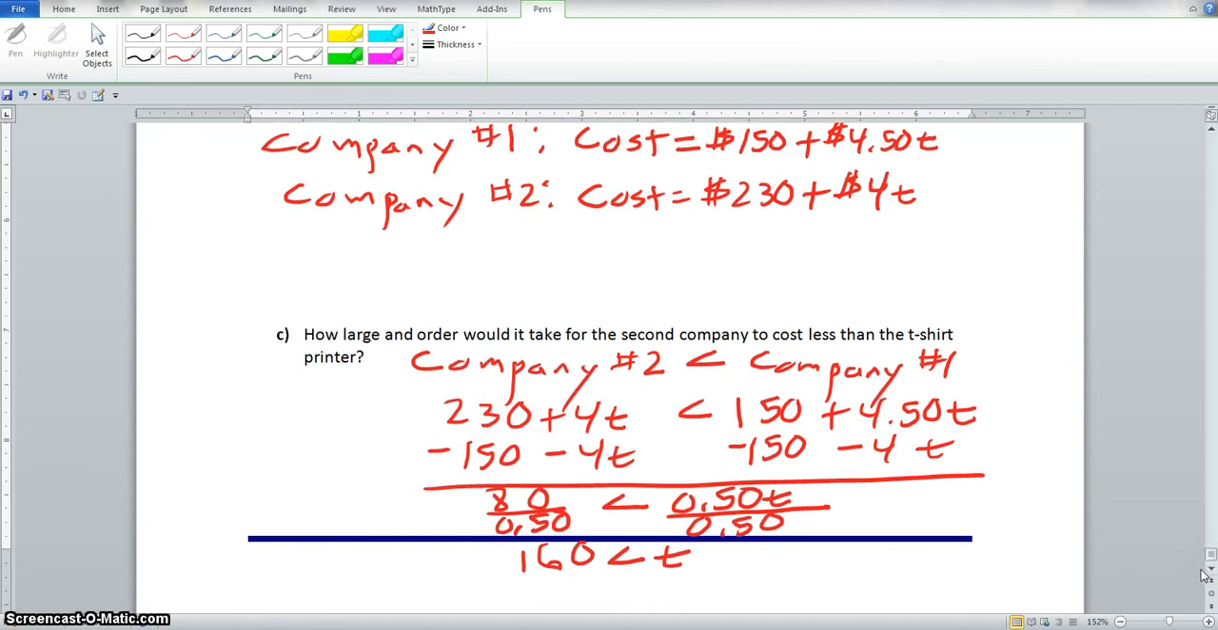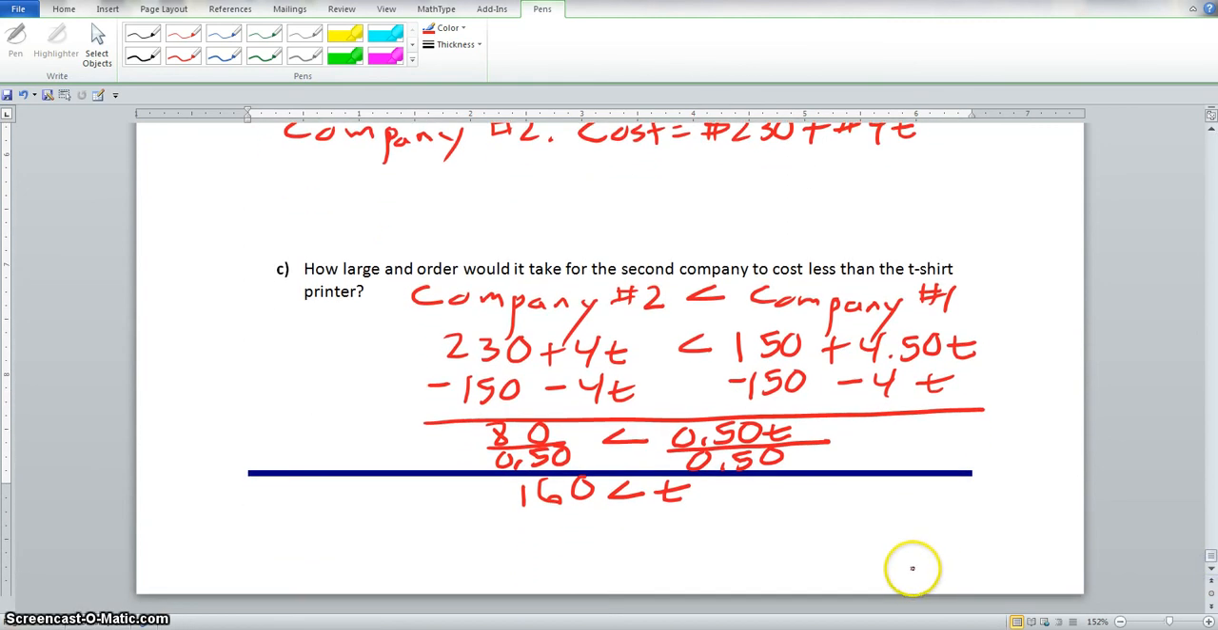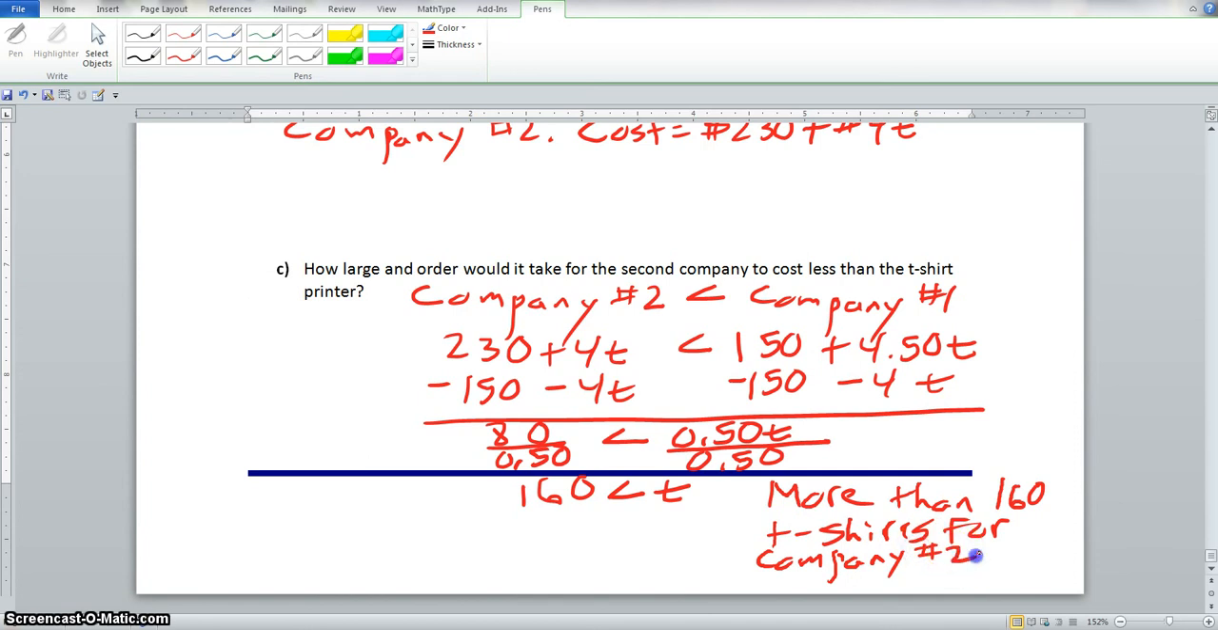So now we have to interpret our results. So what this means is it would take more than 160 t-shirts for company number 2 to cost less. So this right here will be your final answer.